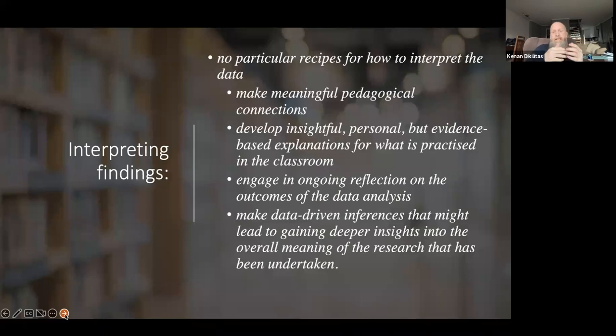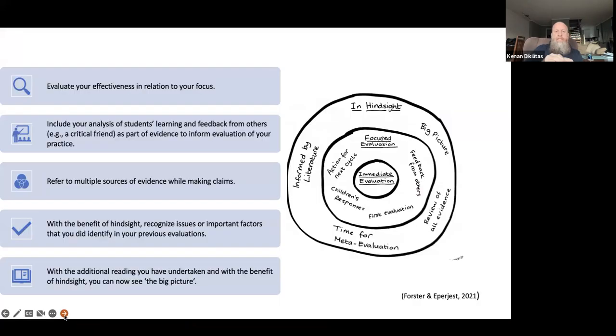So what I can say is there is no particular recipe for how to interpret the data. You need to think about pedagogical connections, develop insightful, personal, but evidence-based explanations, engage in ongoing reflection, even co-reflection with different people, and then make some inferences from what they said. Okay, this might infer, this might imply that. How can I gain deeper understanding into whatever I have found? So think about that. Everyone can interpret findings differently with different people in different ways, and you need to create that interpretation process yourself. How are you going to take control of the interpretation process?